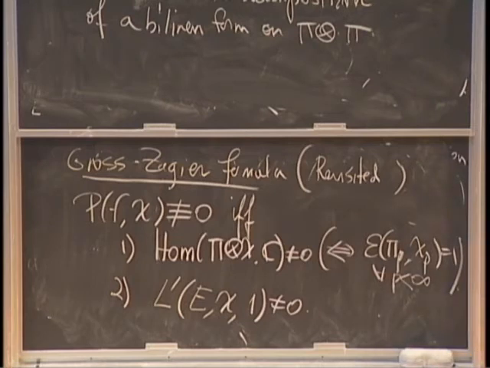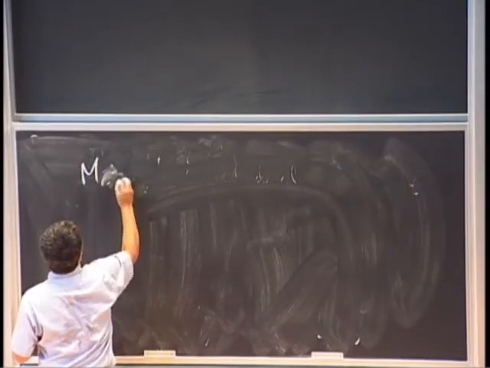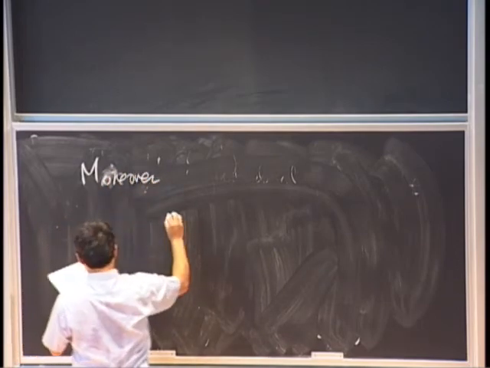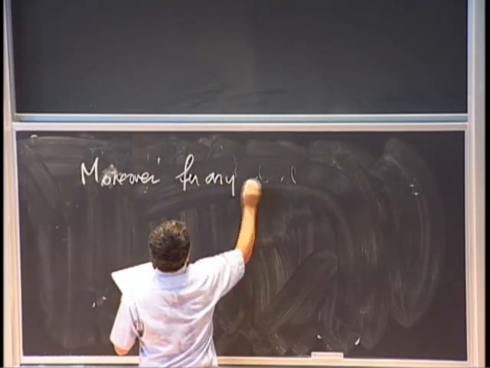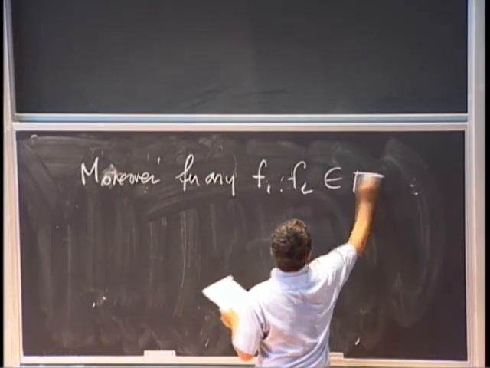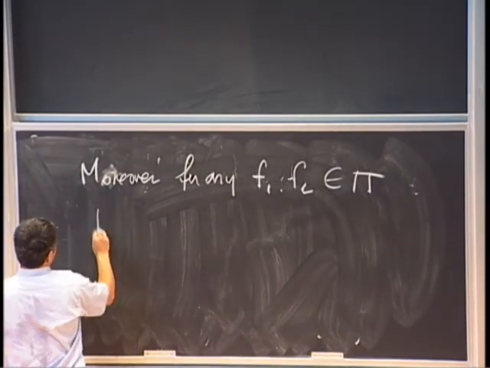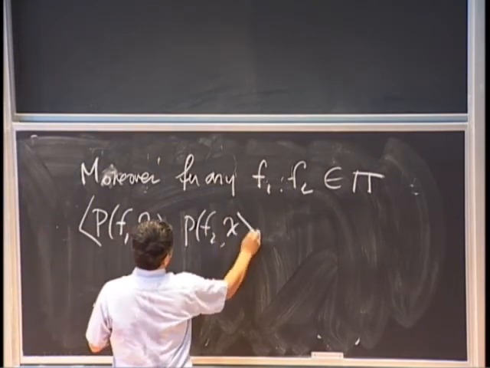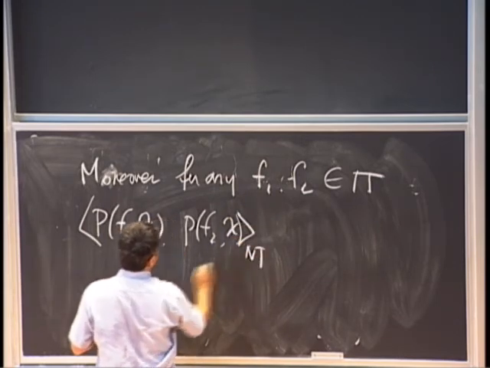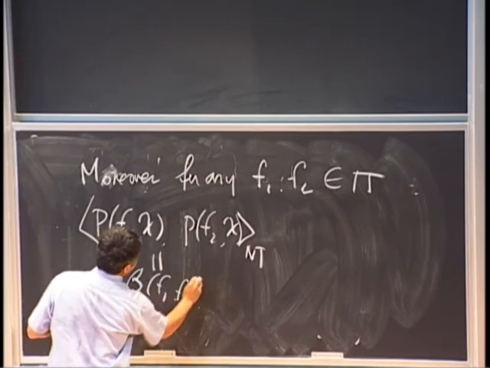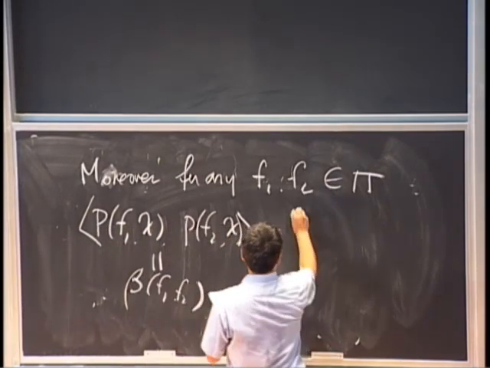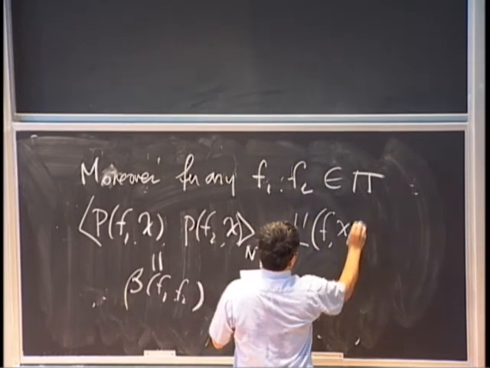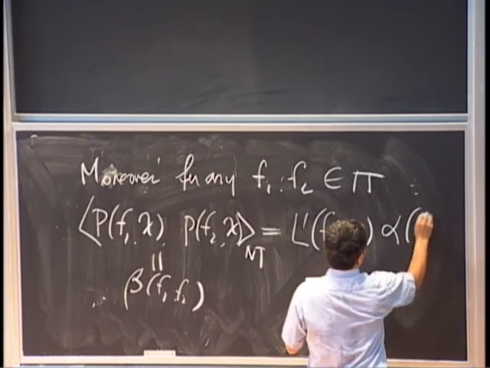When the period integral is non-vanishing, then you have some constant. Now you need to have a constant. The constant will be some, for any f1, f2 inside of pi, the period integral I computed, P(f1, chi) P(f2, chi), right? Now to the Hirzebruch. So remember, this is just the beta of f1, f2 equals, this constant is L'(pi, chi, 1), times alpha(f1, f2).